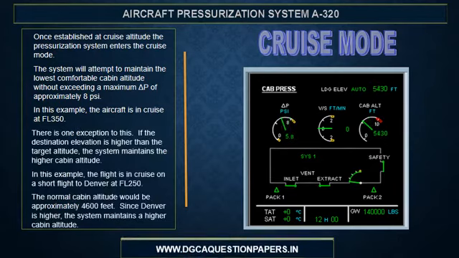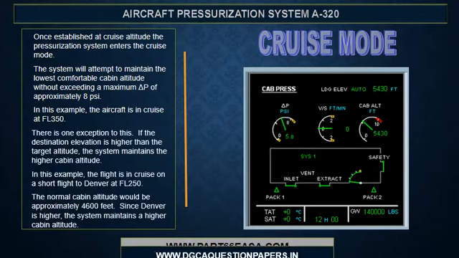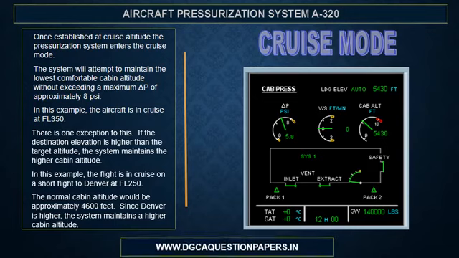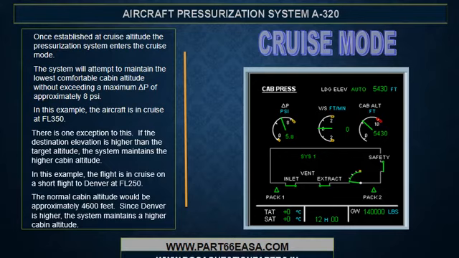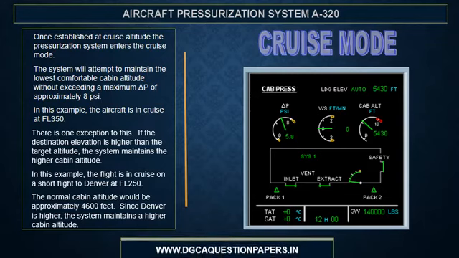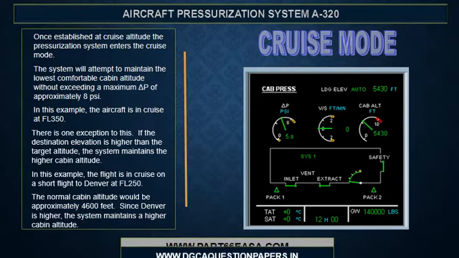There is one exception to this. If the destination elevation is higher than the target altitude, the system maintains the higher cabin altitude. In this example, the flight is in cruise on a short flight to Denver at FL 250. The normal cabin altitude would be approximately 4,600 feet. Since Denver is higher, the system maintains a higher cabin altitude.